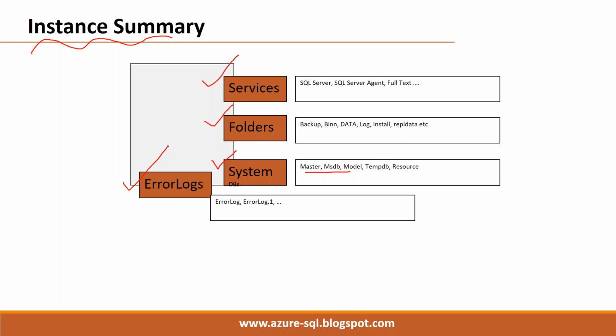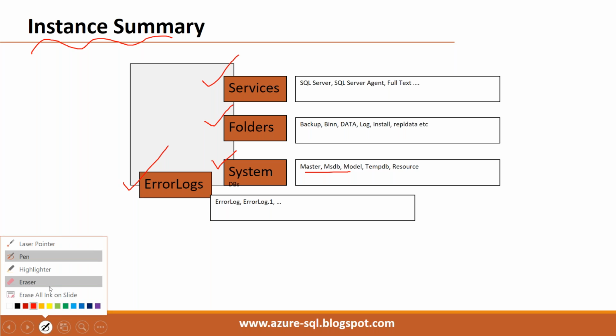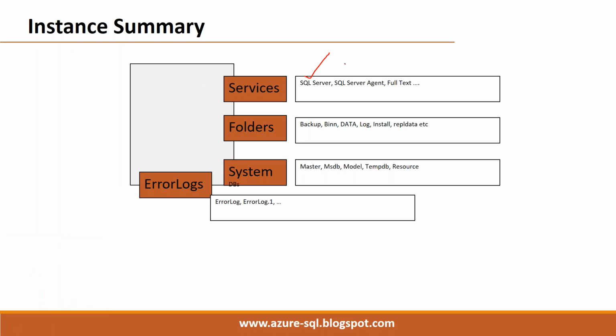So check here, every instance has its own services. Previously also we have seen SQL Server and SQL Server Agent are our main services. The SQL Server service processes the user queries. Agent is there for automation purposes. We have seen all the scheduled activities are implemented by the Agent service.